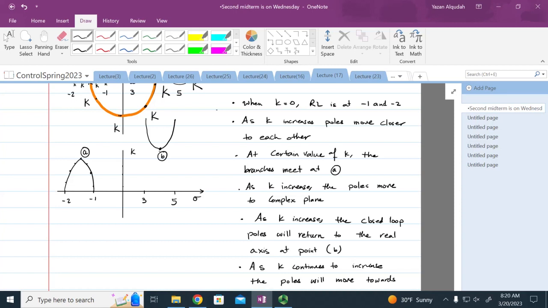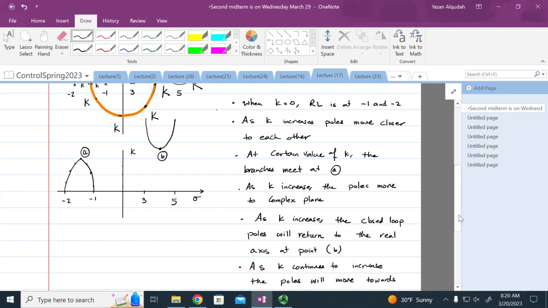What tool do we use to find this point A and B? Is it like the tangent one? Close. Derivative. Derivative, yes, excellent.